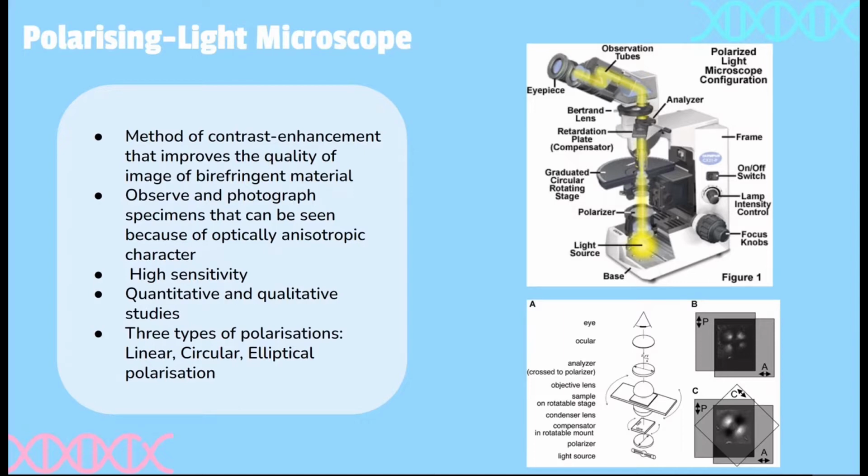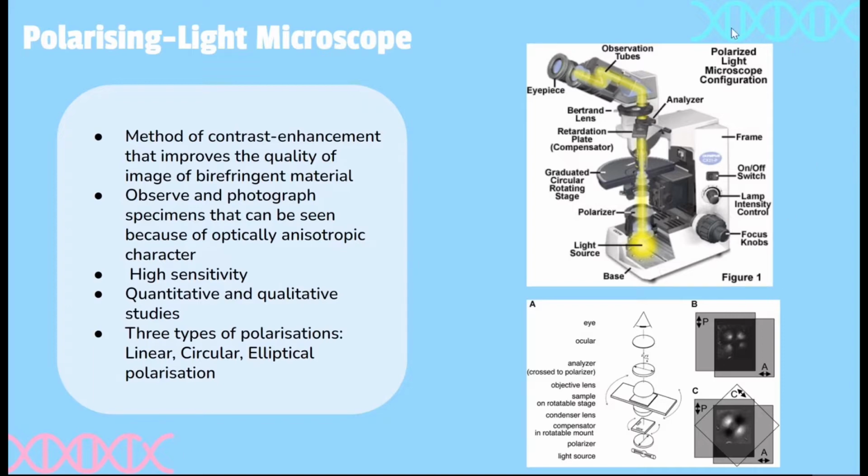Polarized light microscopes have a high sensitivity. As such, they can be utilized for both quantitative and qualitative studies for a broad spectrum of anisotropic specimens. Based on how the electric field is aligned, polarized light can be categorized into three types of polarization: linear polarization, circular polarization, and elliptical polarization. I am just briefly mentioning them. You do not need to go into details for these.